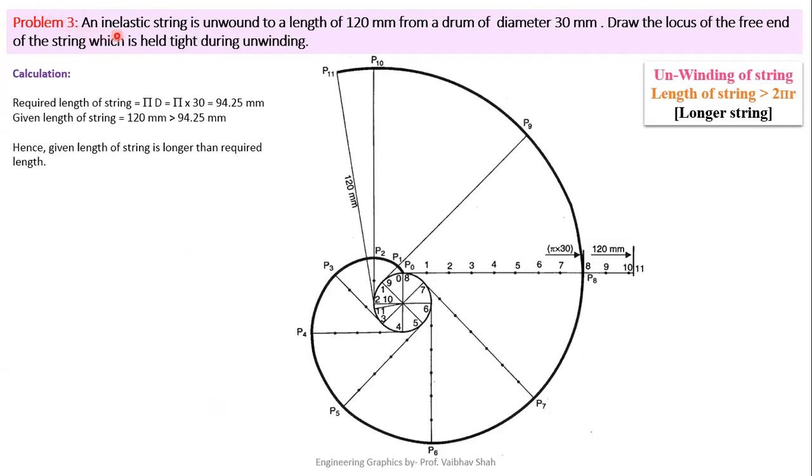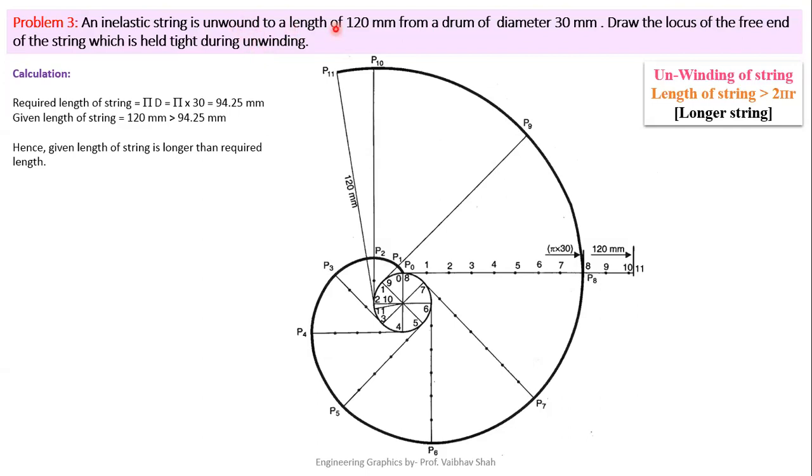Problem 3. An inelastic string is unwound to a length of 120 mm from a drum of diameter 30 mm. Draw the locus of the free end of string, which is held tight during unwinding. So here we are dealing with unwinding operations. So the example is same. Here we have to trace the locus of free end of the string, which is held tight during the unwinding. So locus of free end of the string, that means involute we have to trace.